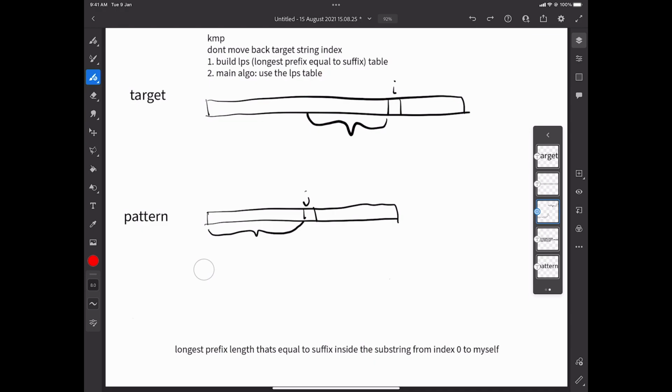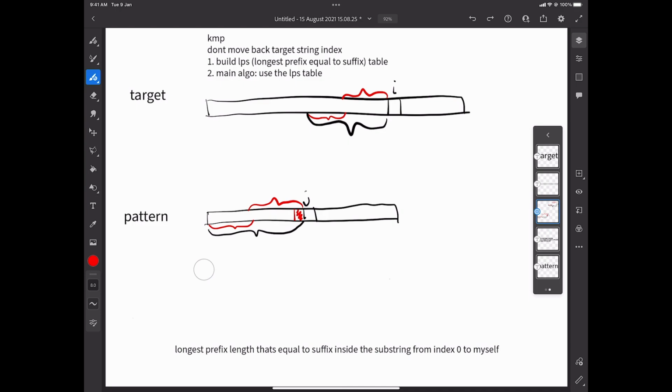Since we have already built an LPS table in step 1, we know that this cell stores the longest prefix that's equal to suffix. What that means is this prefix and this suffix are the same. And similarly, this prefix and this suffix are the same. Why? Because we already matched these two substrings. Okay, so can you see whether you can make use of this piece of information?